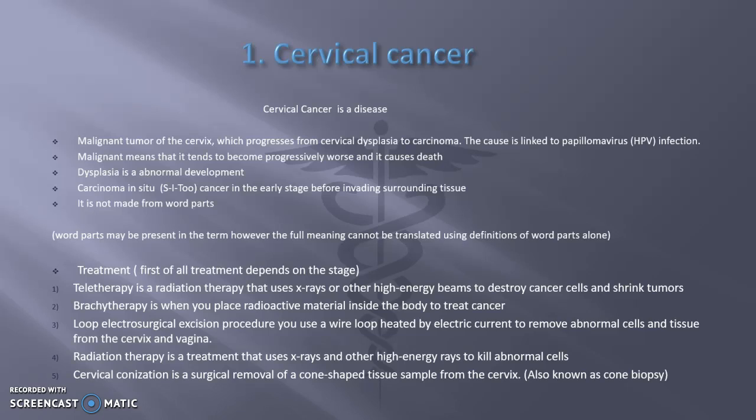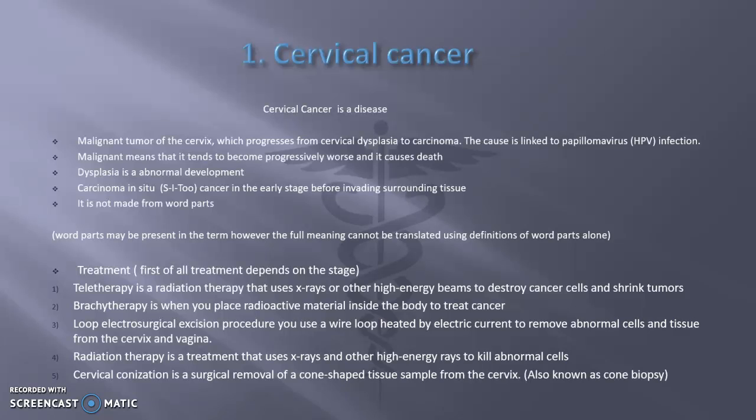Dysplasia is an abnormal development. Carcinoma in situ is cancer in the early stage before invading surrounding tissue. It is not made up from word parts. Word parts may be present in the term, however the full meaning cannot be translated using definitions of word parts alone. So instead of just repeating that definition over and over again, I'm just going to say it's made from word parts, or not made from word parts.